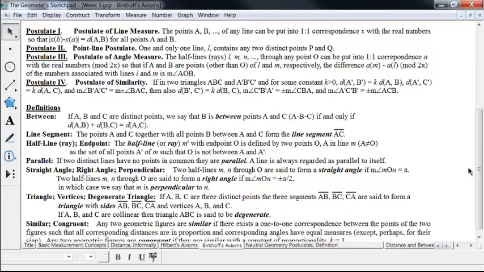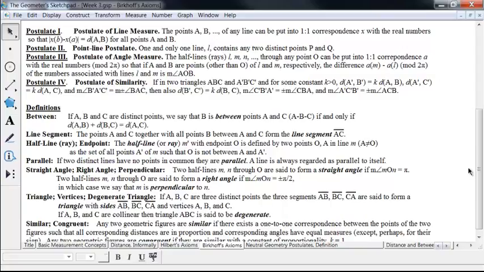And then we will also follow Birkhoff here. A line segment: the points A and C together with all the points B between A and C form the line segment AC. So that's a definition there. A half line, we'll call it a ray, M prime with endpoint O, is defined by two points O and A in line M, where A is not O, as the set of points A prime of M such that O is not between A and A prime. We're going to define it in an equivalent way, but very similar.